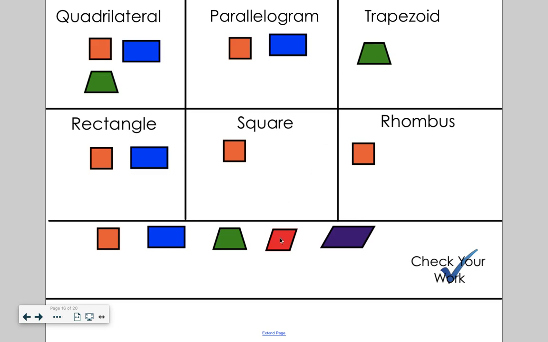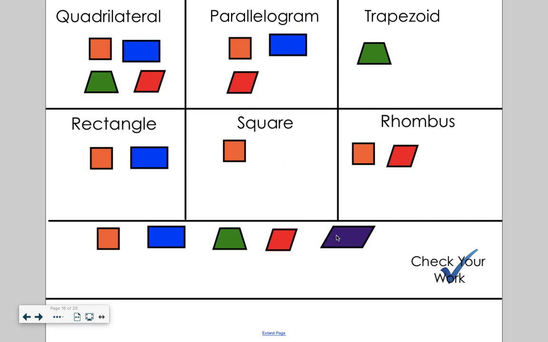Let's look here. This is a rhombus, or you might say, oh, this is a rhombus. It has four sides equal. Is it a square though? What do you notice about the angles? Are the angles right angles? No. Does it have four sides? Yeah, it's a quadrilateral. Is it a parallelogram? Does it have two sets of opposite parallel sides? Sure does.